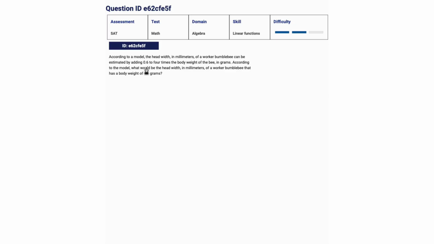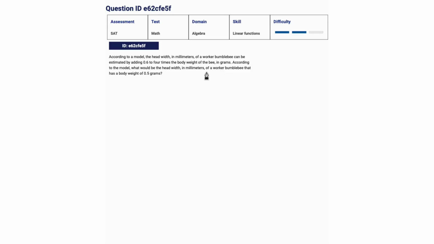According to a model, the head width in millimeters of a worker bumblebee can be estimated by adding 0.6 to 4 times the body weight of the bee in grams. According to the model, what would be the head width in millimeters of a worker bumblebee that has a body weight of 0.5 grams? So I'm going to let you pause the video and try to solve it by yourselves.